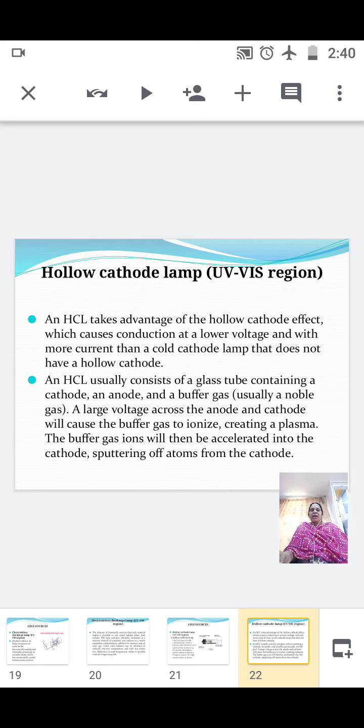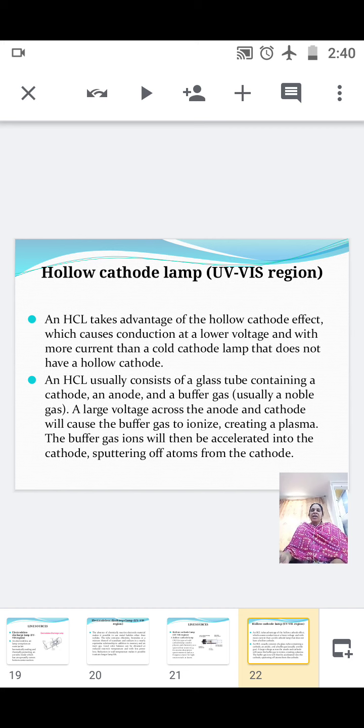Hollow cathode lamp, UV and visible region. An HCL takes advantage of the hollow cathode effect, which causes conduction at a lower voltage and with more current than a cold cathode lamp that does not have a hollow cathode. So you are using the hollow cathode effect, which causes conduction at lower voltages than a cold cathode.